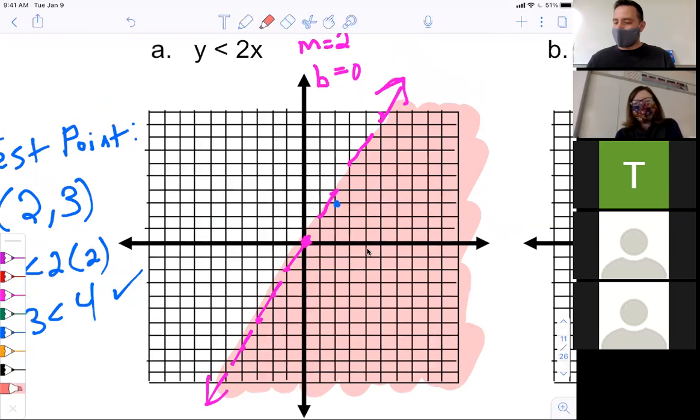And again, if you want to pick one that's over here further, you can use like 5, 0. Anything would work. You just want to have one that's not on the boundary line, and whatever one is easiest.